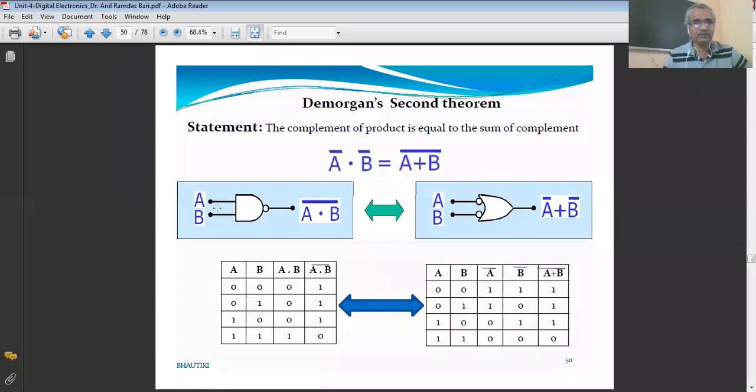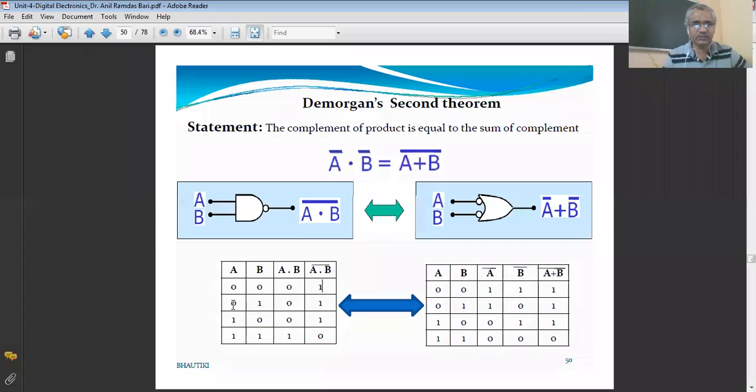Now again draw the truth tables for both these circuits. So for this A B, so this is A, this is B. Then take A dot B, AND gate, AND operation, and then A dot B complement. So it is the NAND operation. आणि इकडे घेताना A B, then take A complement, B complement and take the sum of these two, A complement plus B complement. Now let us consider this first condition. A is equal to 0, B is equal to 0. Their product is 0 and the complement of this 0 is 1. So A dot B complement is equal to 1.